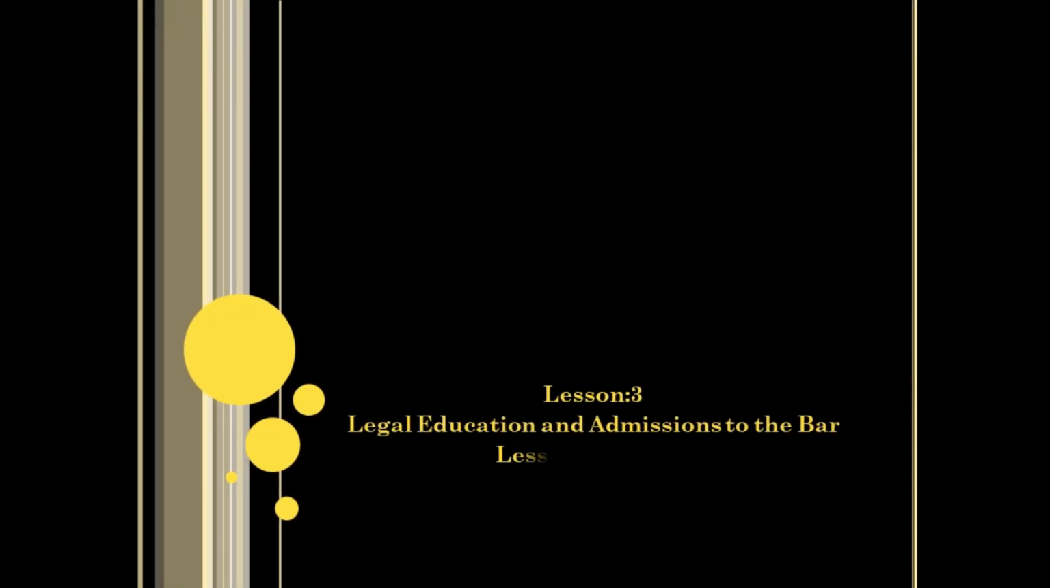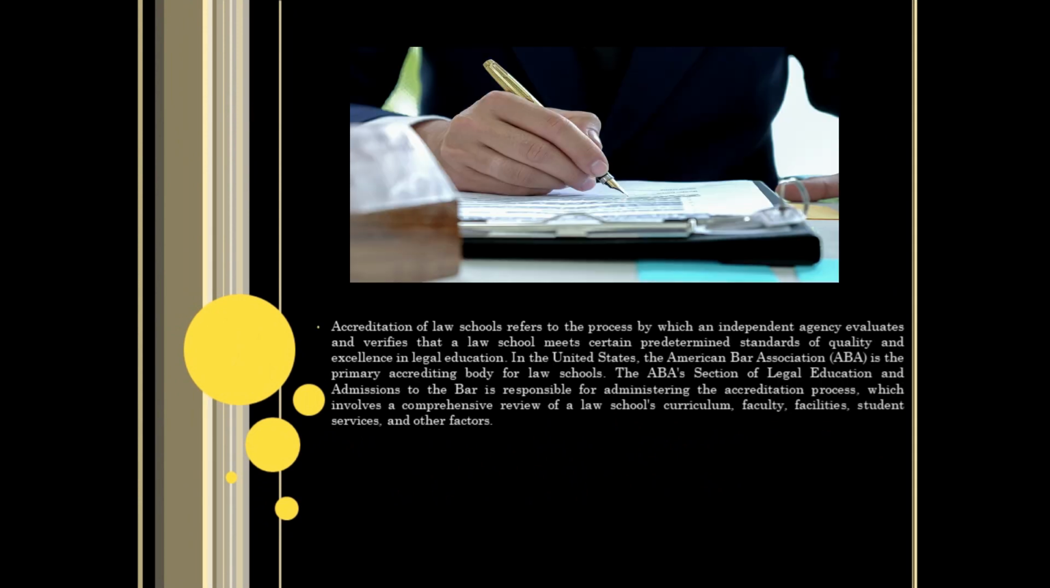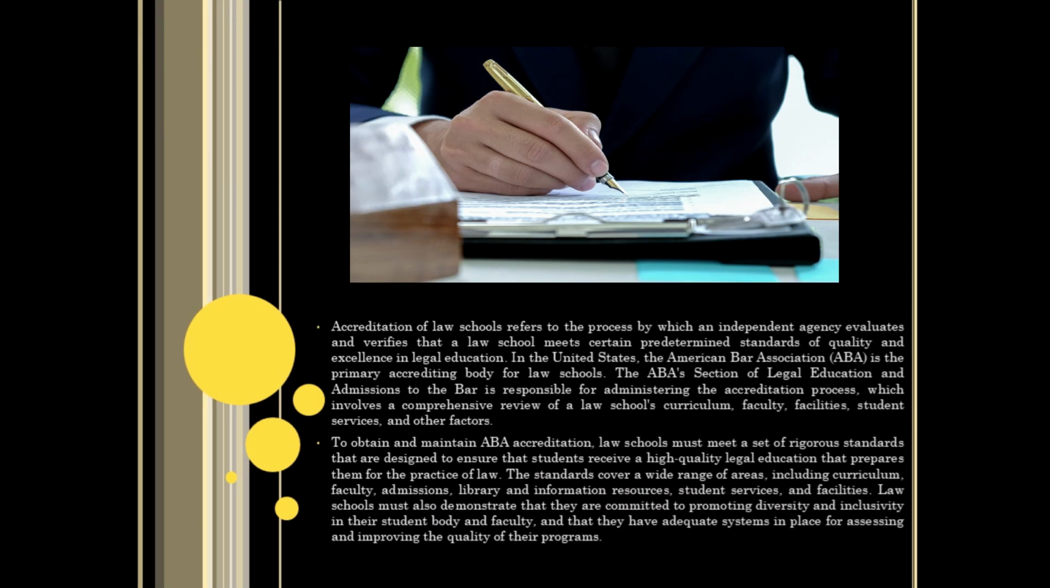Lesson 3. Legal Education and Admissions to the Bar. Lesson 3 Unit A. Accreditation of Law Schools. Accreditation of law schools refers to the process by which an independent agency evaluates and verifies that a law school meets certain predetermined standards of quality and excellence in legal education. In the United States, the American Bar Association, ABA, is the primary accrediting body for law schools.